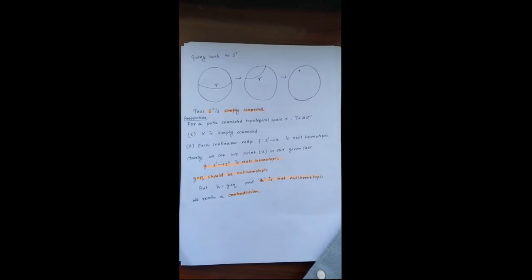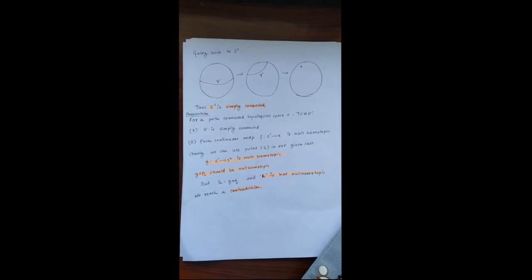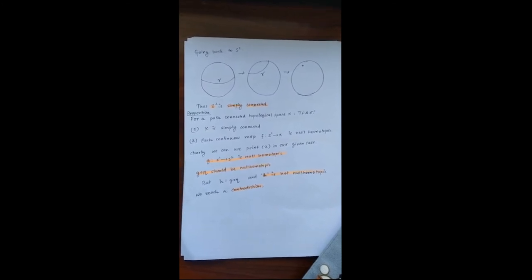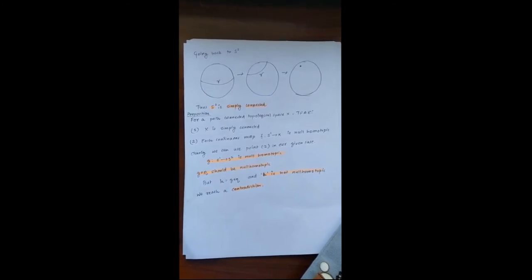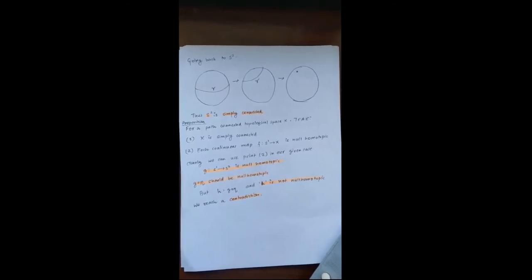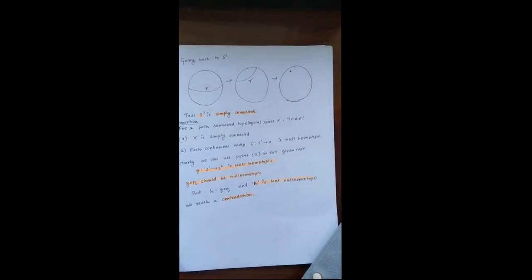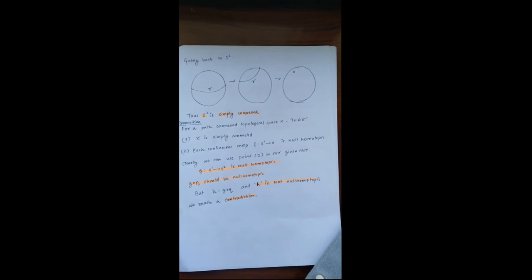So the composition of two null homotopic maps should be null homotopic. Hence G composed with eta should be null homotopic as well. But we have also previously proven that my map H is not null homotopic, and H was nothing but the composition G composed with eta. So we reach a contradiction here.